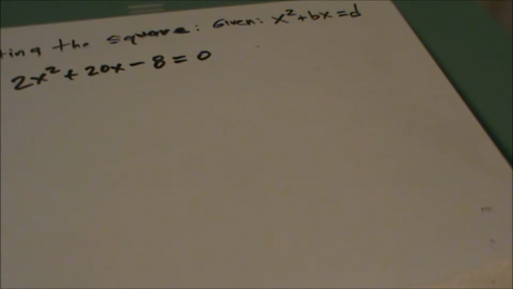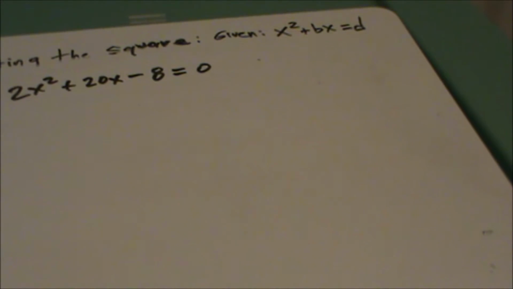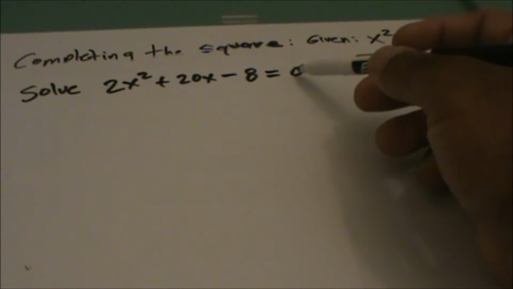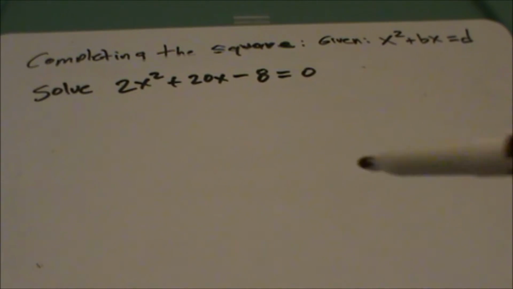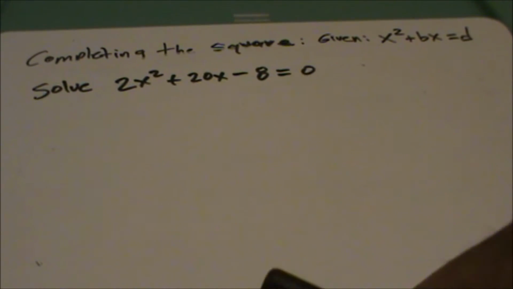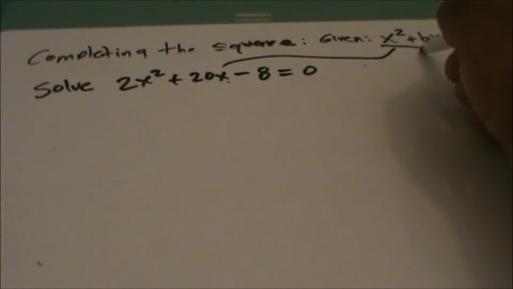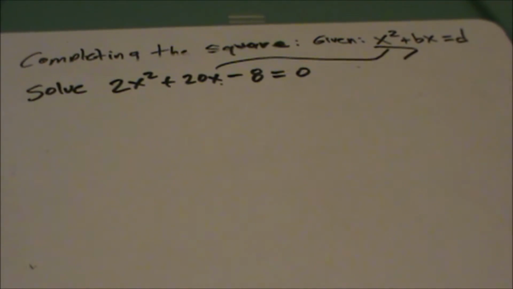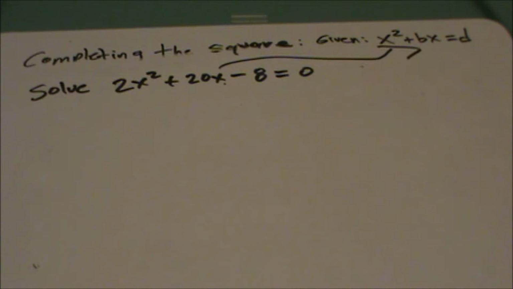This is a different example. The other example shows when it equals some d value. Now this does equal some d value, which is 0, but we have a coefficient in front of x squared. So we need to make it look like x squared plus bx equals some d value, whether it's 0 or a number. Once we've done that, we'll be okay.